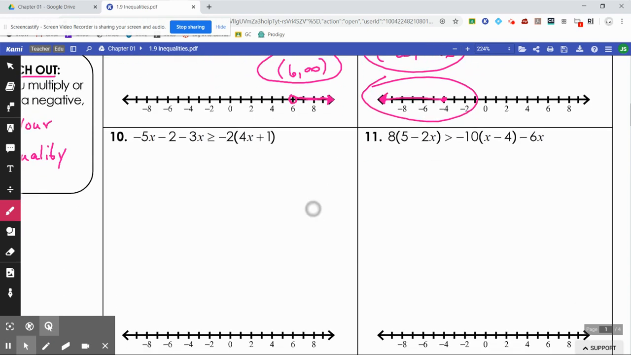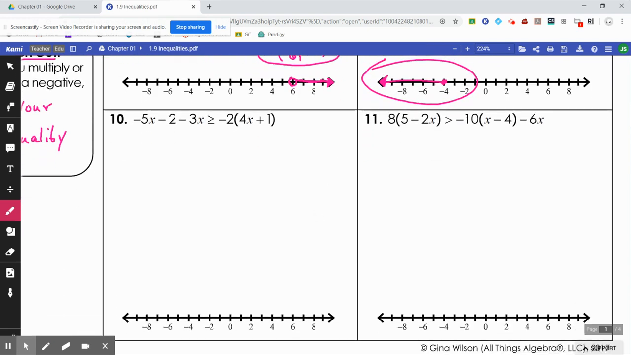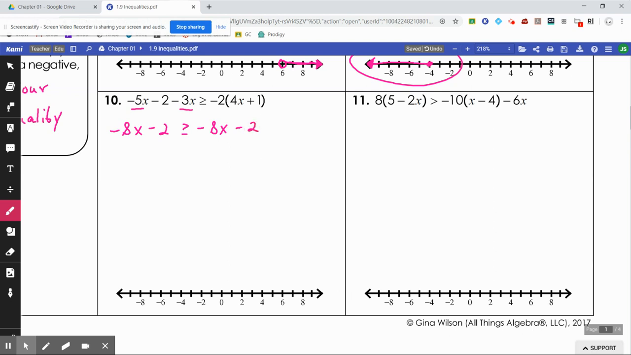Okay, number 10. Solve the inequality. If you would like to, we've got some like terms here we could go ahead and put together. -8x minus 2 is greater than or equal to, distribute, that'd be -8x minus 2. And we already see what's going to happen. The left side and right side are the same. So when we move our 8x over here, we move our +2 over here, they cancel. And it leaves me with 0 is greater than or equal to 0.